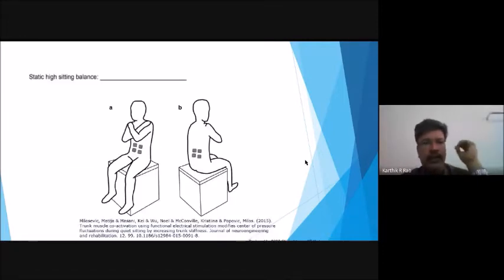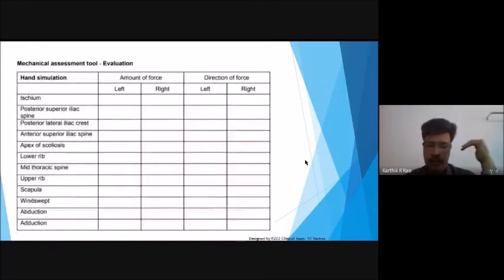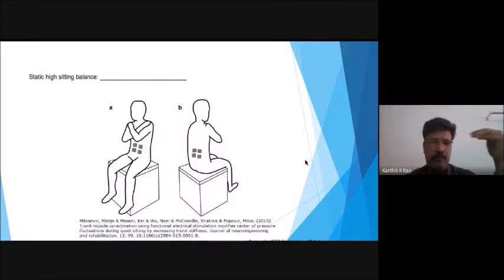And then we also check the static balance, the sitting balance. Are they able to sit, and are they able to sit and reach? Are they able to sit and pick up objects from the floor? And based on that, you grade them from poor to good.